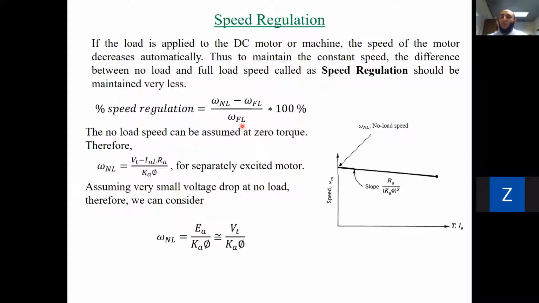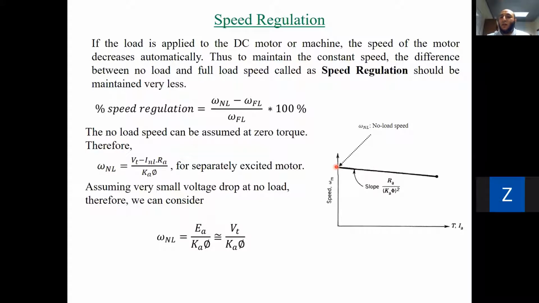However, if this ratio is high, this means this motor is not preferred. So we need to calculate speed regulation for all kinds of motors in order to know if the motor is good or not. How can we calculate the no-load speed? No-load speed means speed at zero torque. So on the characteristic here, at torque equal 0 or virtually IA equals 0, we will find the speed of the machine, which is called no-load speed.